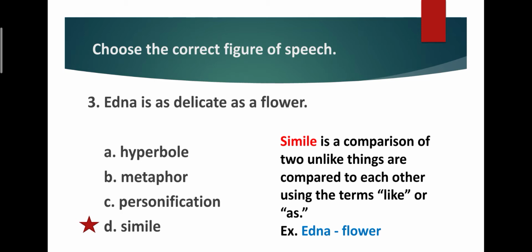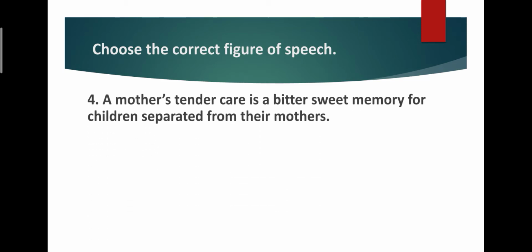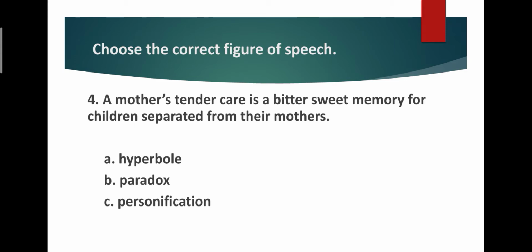Okay, so yun na. Sige na, balik-balik ka sa elementary, eh? Okay, next, number 4. A mother's tender care is a bittersweet memory for children separated from their mothers. Kagulan is dughan, no? A mother's tender care is a bittersweet memory for children separated from their mothers. Oy, unsa ka ni? Is this an example of hyperbole? A paradox? A personification? An oxymoron?